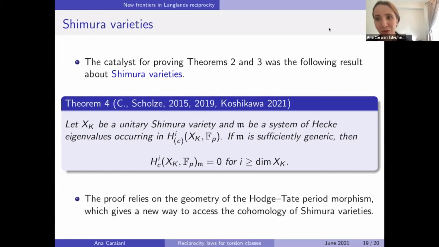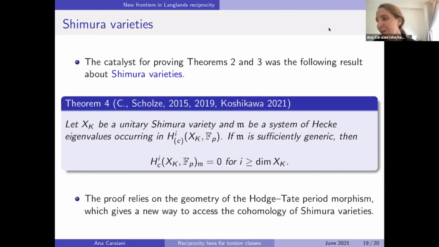They have a Hecke symmetry, just like locally symmetric spaces do, but they also have a Galois symmetry that comes from the fact that they are defined over number fields. And so in many cases, they provide a geometric realization of the global Langlands correspondence because they have both kinds of symmetries. They're also higher dimensional generalizations of modular curves. So in joint work with Scholze, we looked at unitary Shimura varieties.